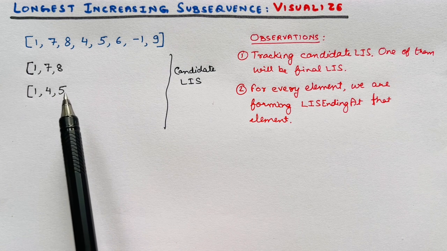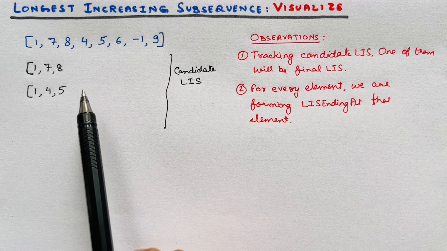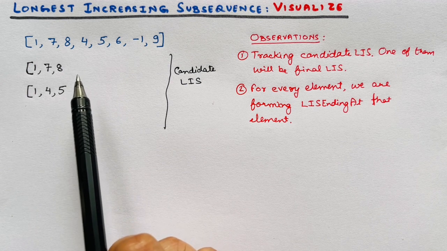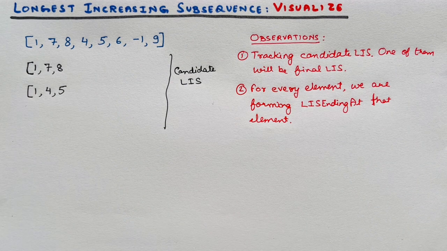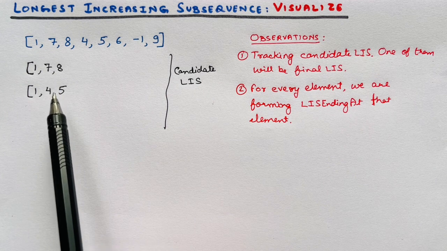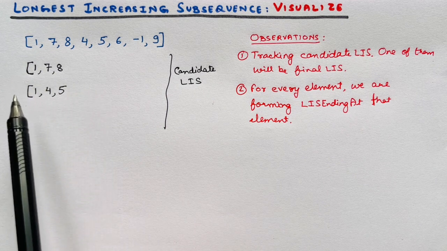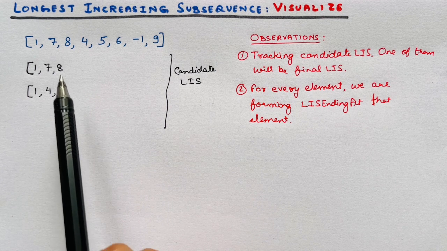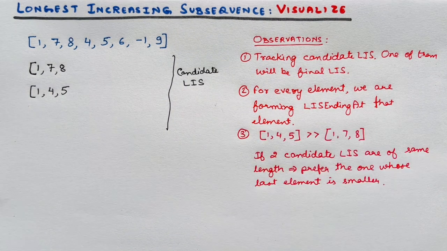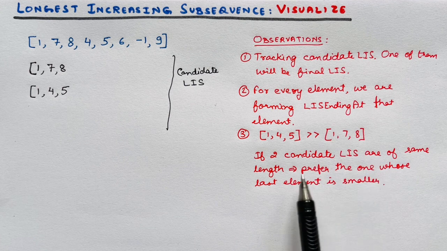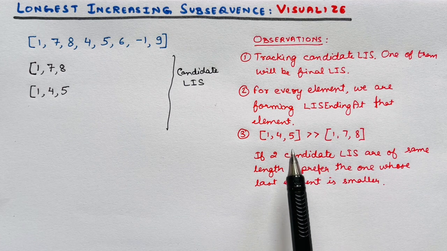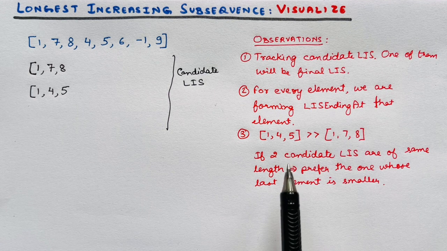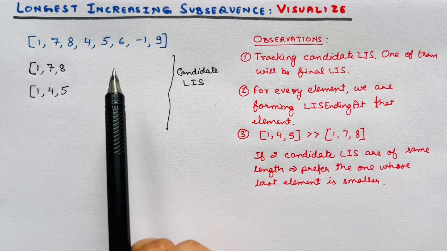But there may be some elements like 6 and 7 which can become part of this subsequence but not a part of that subsequence. Therefore, we can say that if we have to choose among these two subsequences, our final answer will always lie in this subsequence. And hence we can say that this subsequence is superior to the first one. So here comes our third observation, that if the two candidate LIS are of the same length, then for us the one with the smaller last element is superior.